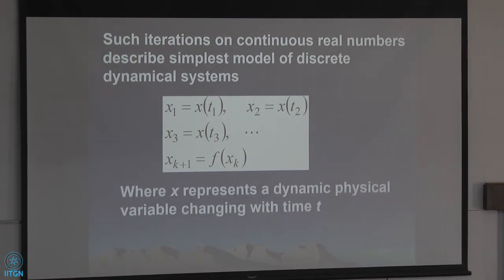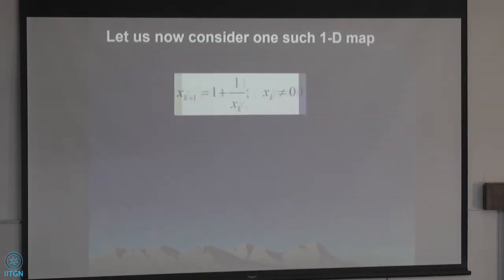So, that square root process is nothing but a 1D map, and it behaved very nicely, but the trouble is it does not behave so nicely every time. Let us consider a very simple 1D map like this: x_{k+1} is 1 plus 1 upon x_k. Only thing, x_k cannot be 0, because if it is 0 then it blows up.